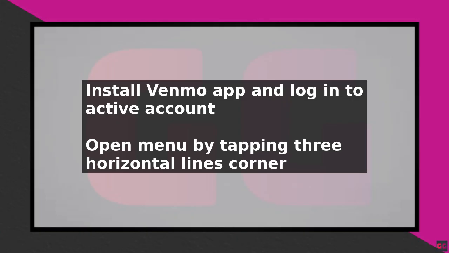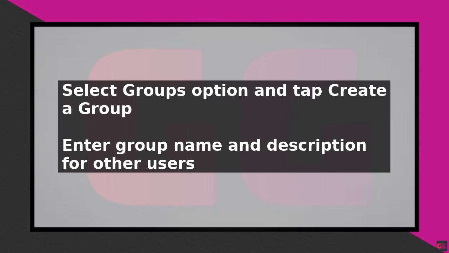If you do not see the Groups option, you may need to scroll down or tap on the More option to find it. After selecting Groups, tap on the Create a Group option. Enter a name for your group and add a description if desired. The name and description will help other users understand the purpose of the group. You can also add a photo to represent the group.